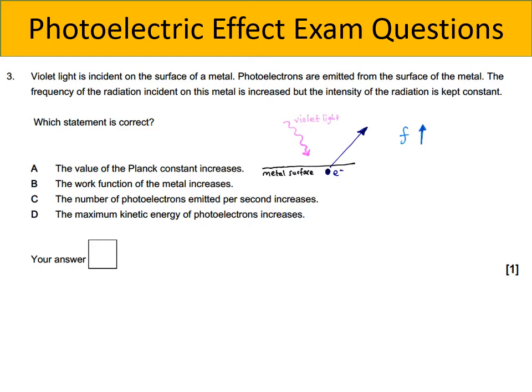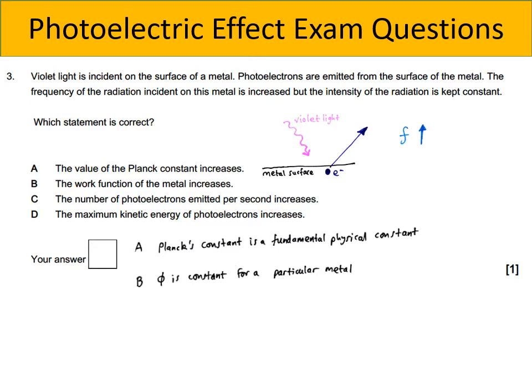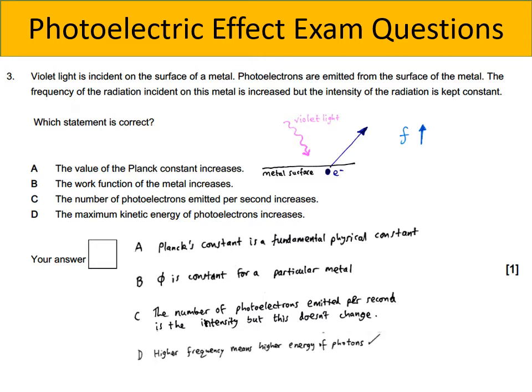So, the value of the Planck constant increases. Well, Planck's constant is a fundamental physical constant, so that's certainly not true. The work function of the metal increases. Well, the work function is constant for a particular metal. We're not changing the type of metal, so that statement is false. C, the number of photoelectrons emitted per second increases. Now, the number of photoelectrons emitted per second is the intensity, but this does not change according to the question. So that leaves us with D, the only possibility to be correct.